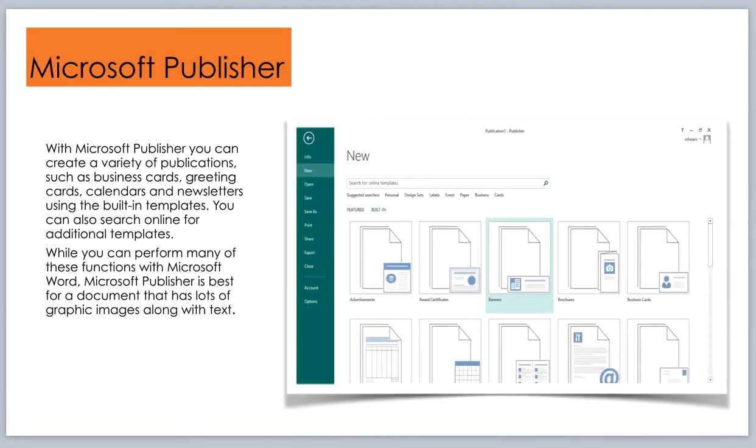Publisher is for making publications. It's really good for business cards, greeting cards, brochures, and things like that. While you can perform many of these functions with Microsoft Word, Microsoft Publisher is what you want to use for a document that has lots of graphic images along with text, because it can handle them and allows you to manipulate them in a special way.